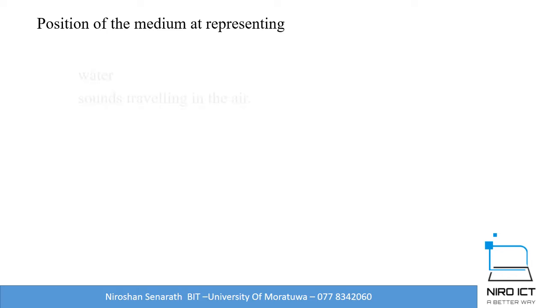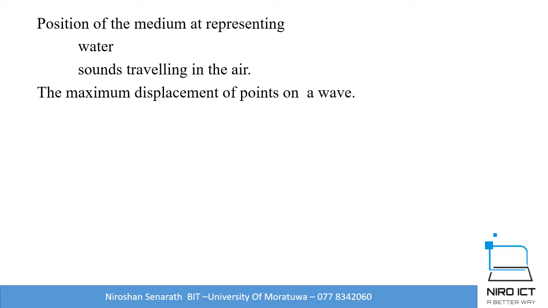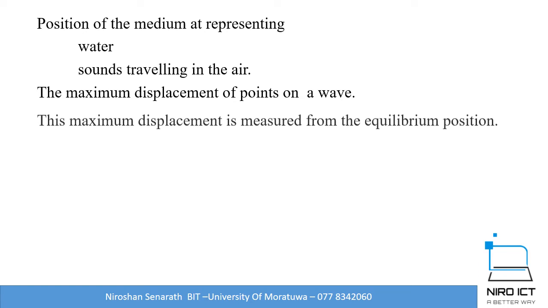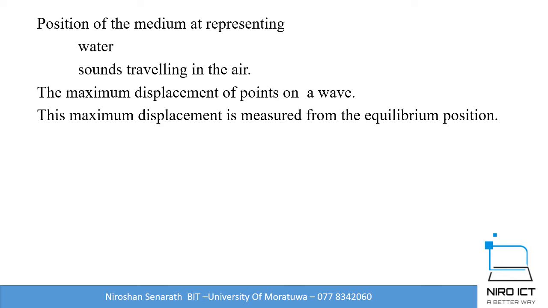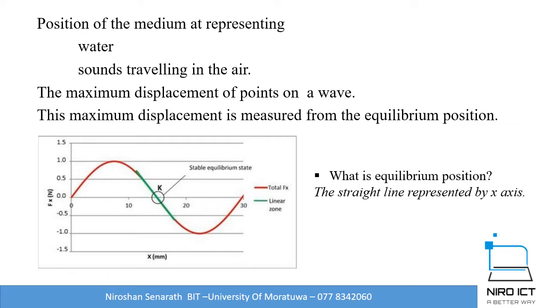Consider the position of the medium, representing water or a sound traveling in the air. Amplitude means the maximum displacement of a point on a wave, and this maximum displacement is measured from the equilibrium position. This diagram will explain the equilibrium position so you can be clear on what amplitude is. What is the equilibrium position? The straight line represented by the x-axis. When you draw a line through the x-axis, that is called the equilibrium position, and the maximum displacement is called amplitude. I think that is clear for you.